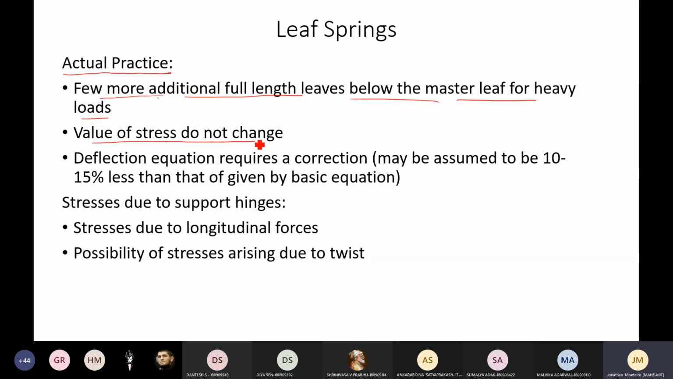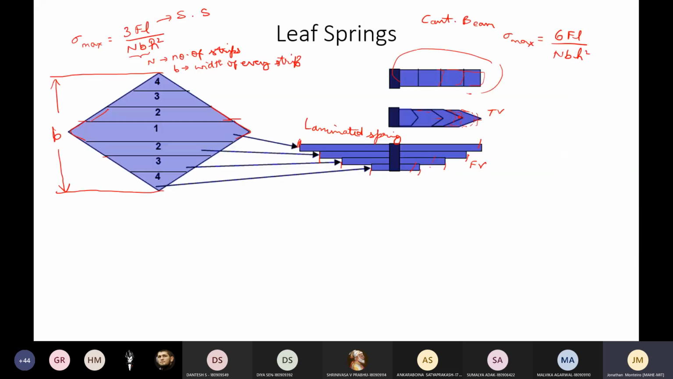The value of stress does not change. Equation wise, the value will not change. But what happens to the deflection? The deflection equation requires a correction, and may be assumed to be 10 to 15% less than that given by the basic equation. See, when you stack up like this, one over the other, the deflection observed in an individual spring taken separately is different from the deflection observed together as a pack of leaves. So definitely the deflection is assumed to be slightly lesser in practice when compared to what the actual equations give.